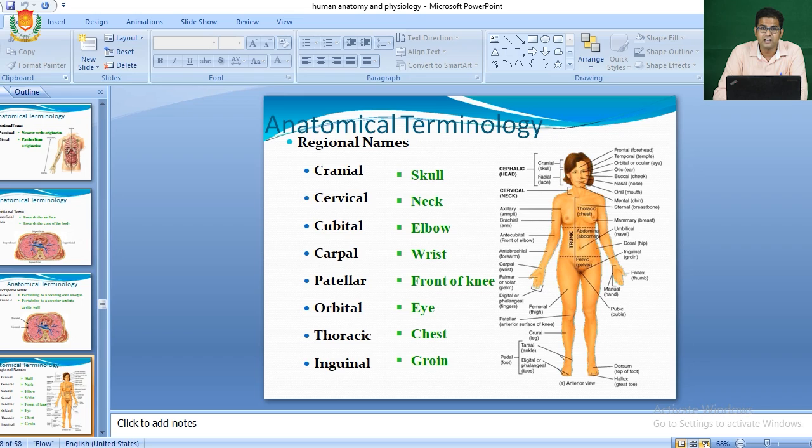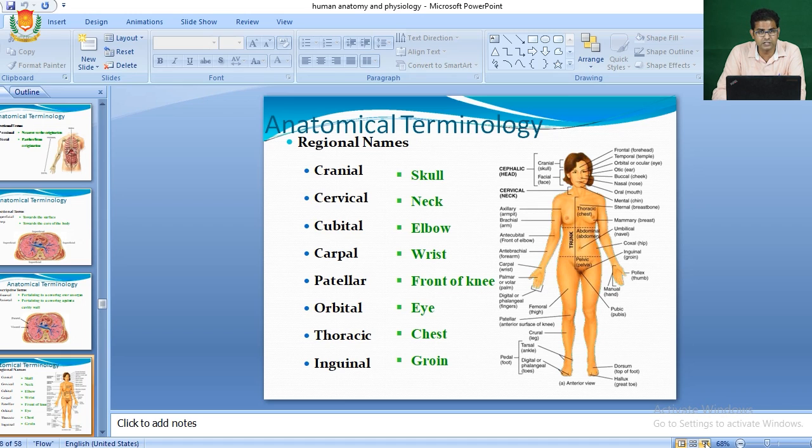Since the skull refers to the cranial region, the cranium forms part of the skull. Secondly, cervical forms part of the neck. Then cubital forms part of the elbow, where injections are given. Then carpal is related to the wrist portion, since the carpal bones lie in the wrist. Then patellar, also called the kneecap, forms part of the knee. Then orbital is part of the eyes. Thoracic forms part of the chest. Inguinal forms part of the reproductive organs or groin region.